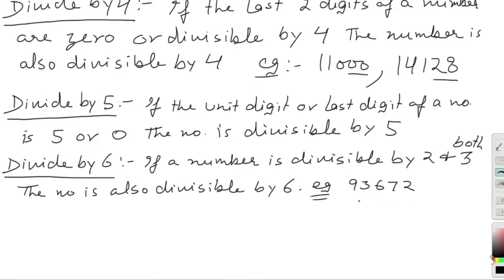93,672. 564. Now this number, is it divisible by 6? So we'll check. The last digit of this number is 2. So this is divisible by 2. The sum of the digits is 27, which becomes 9. So this number is also divisible by 3. That means this number is directly divisible by 6. Is it clear?